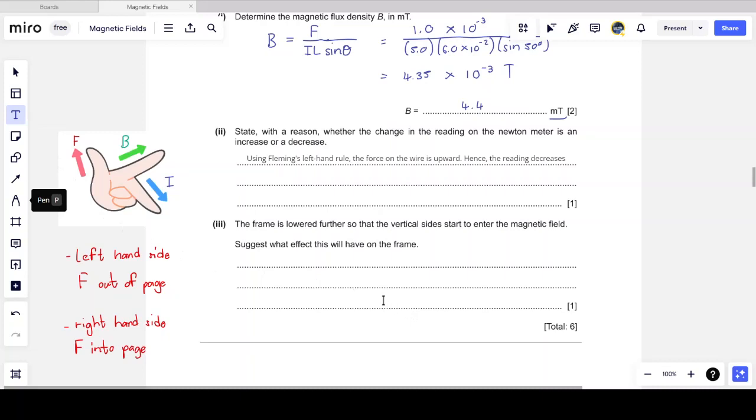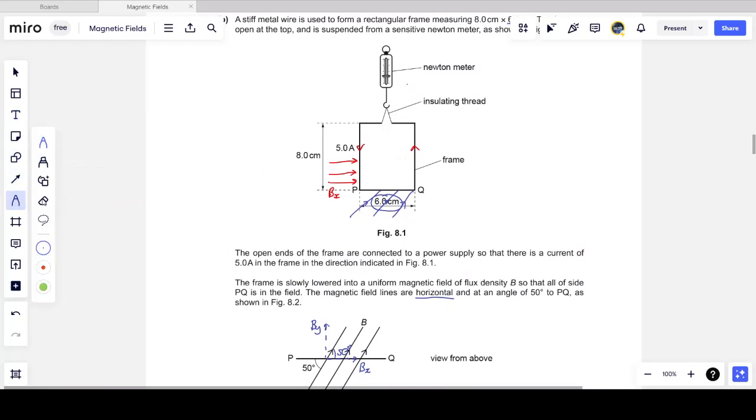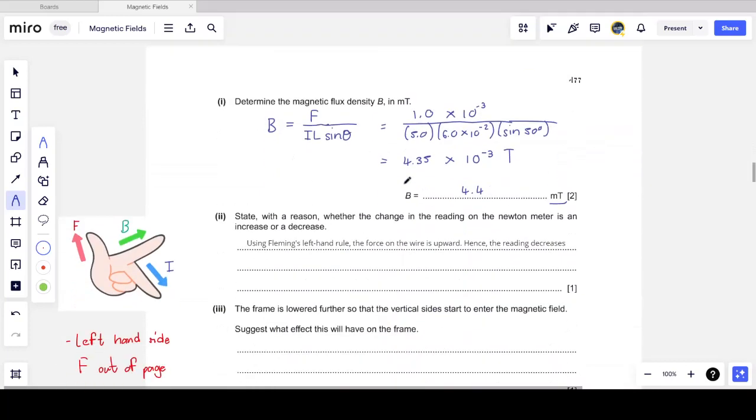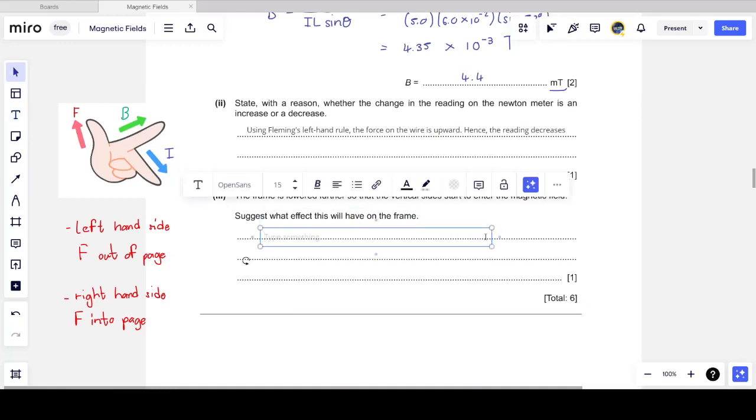And so since I'm pushing with an equal force in opposite directions, I will have the wire rotating about a central axis, that is, rotating about the insulating thread, rotating about the central point. And so I will cause a rotation sort of in that way, and the frame will begin to rotate. We're not worried about what happens after a full rotation, etc. But as soon as the vertical sides start to enter, what effect will this have?